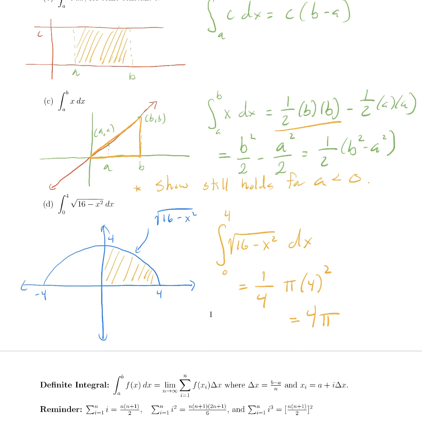And then I need to take away the piece of it that isn't part of the area that I want, which is this little right triangle. That's right there. It has base a and height a. And so I get b squared over 2 minus a squared over 2, or 1/2 times b squared minus a squared. If you did that, awesome.